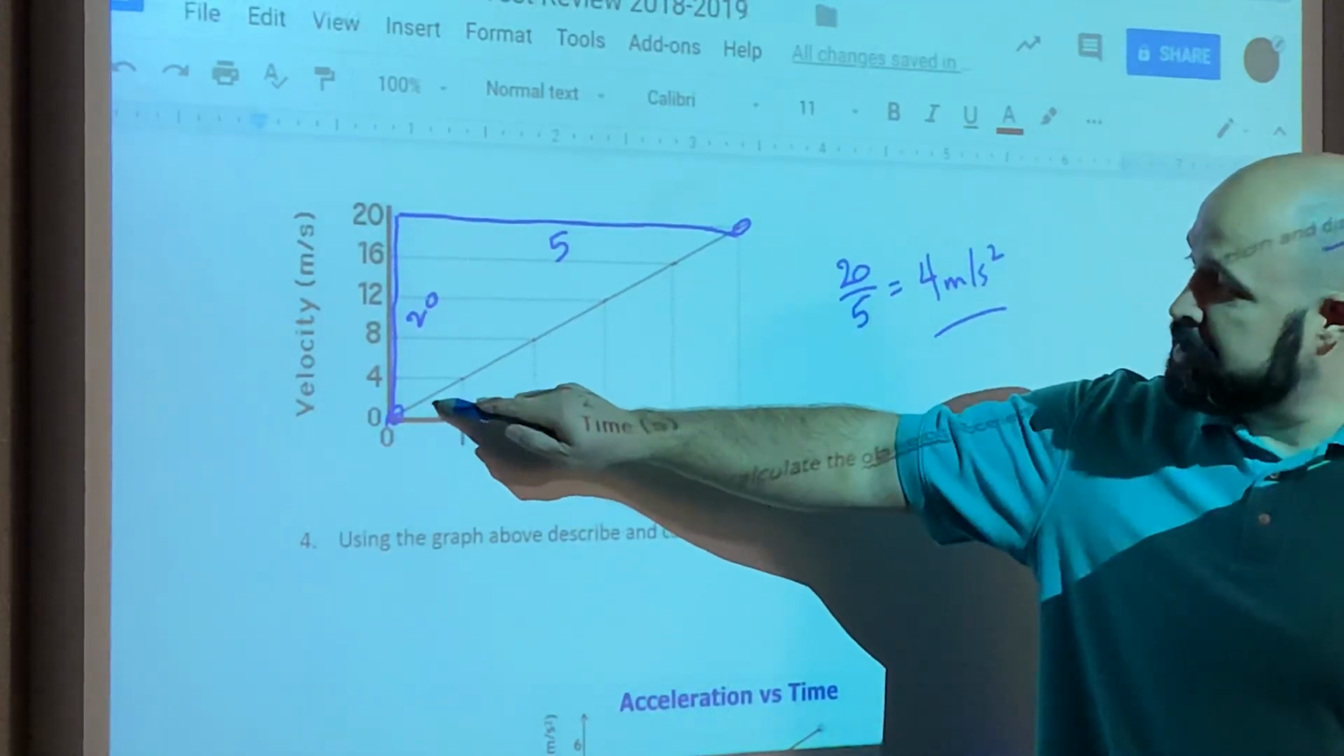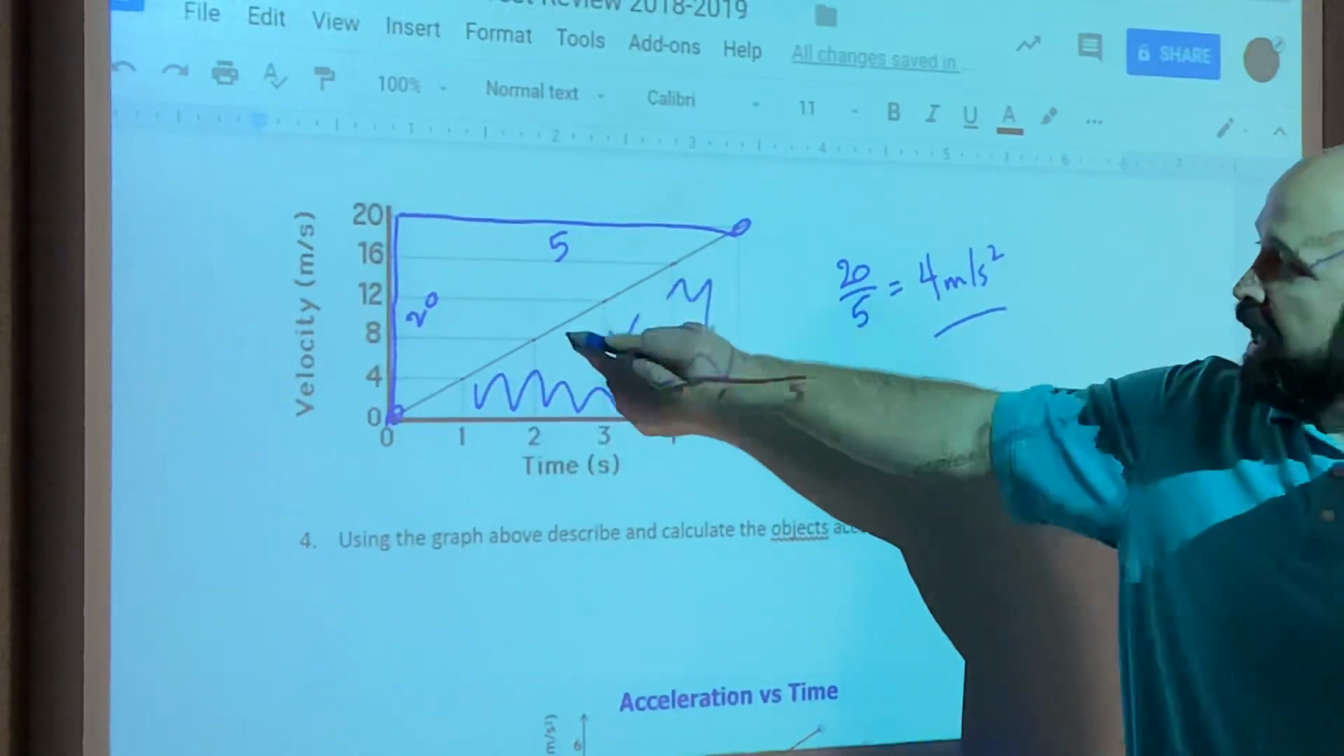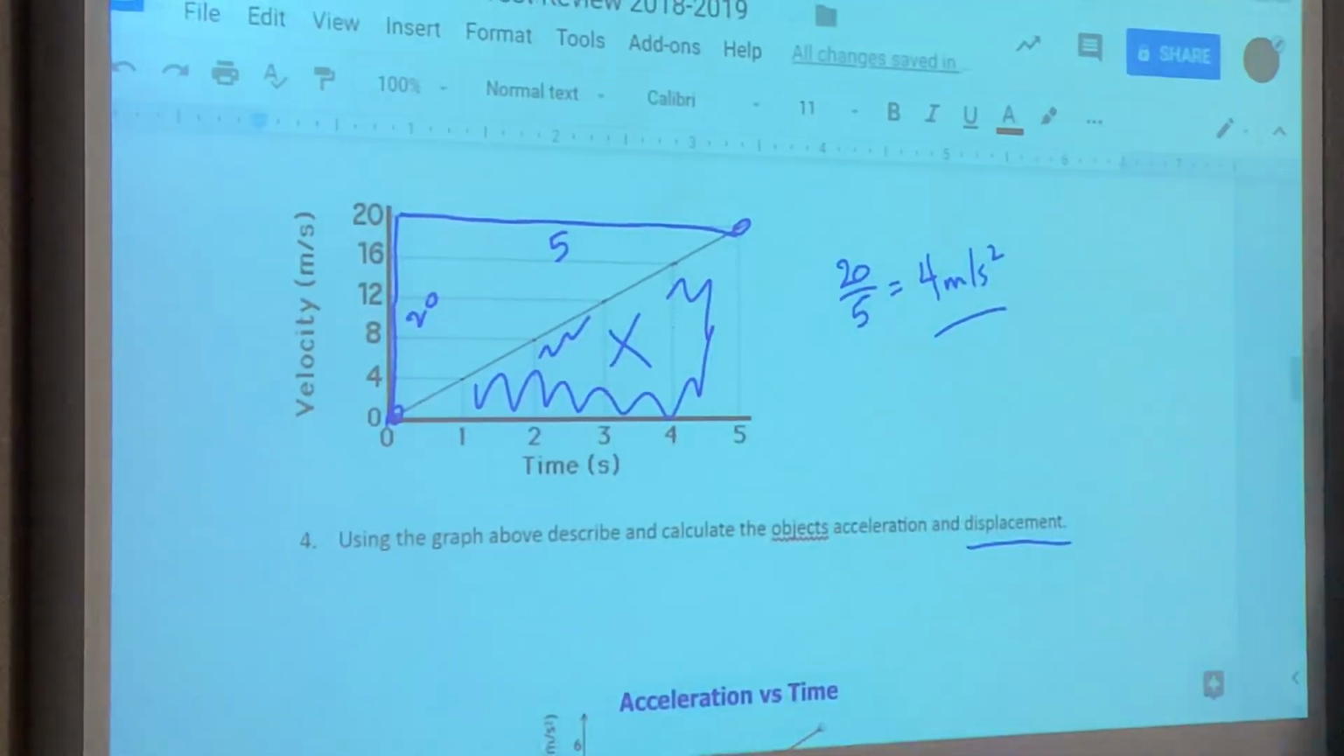The displacement is equal to this area underneath here. All this stuff here is x. It's how much displacement you have from where you started. So to find the area under that curve, you have to look at what shape it is. Is it a rectangle, a triangle, what shape is it? And then you use that equation for area to tell you what to use here.